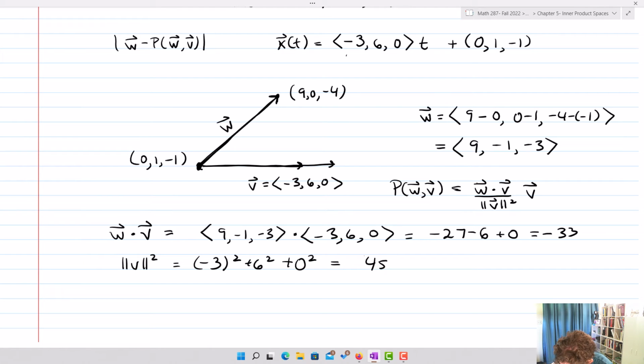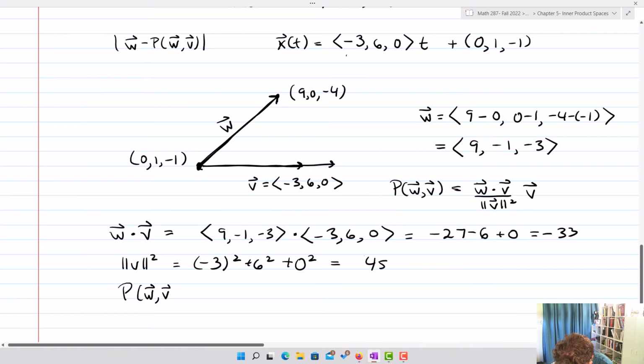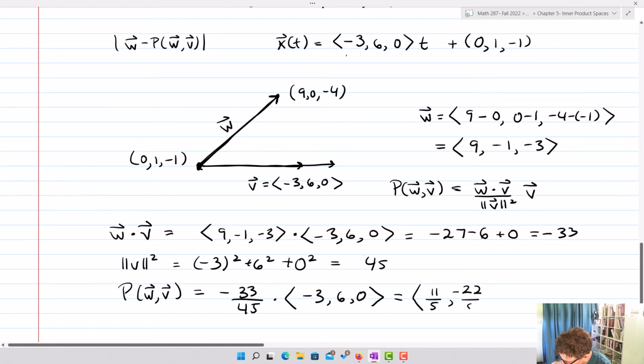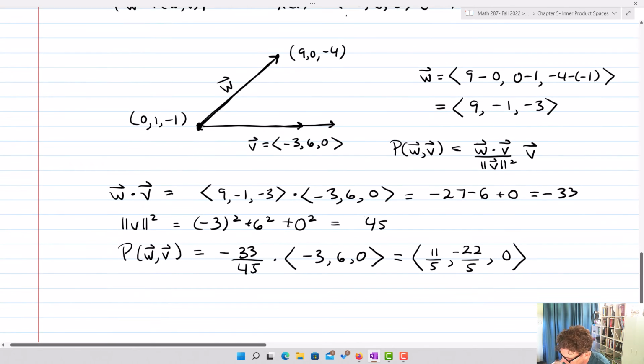So P of WV, not the magnitude of P of WV, is going to equal -33 over 45 times -3, 6, 0. If we simplify that, we end up getting 11/5, -22 over 5, and 0. And that is, in fact, P of WV.